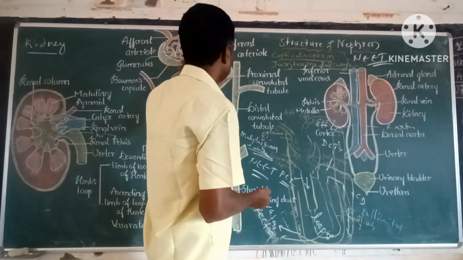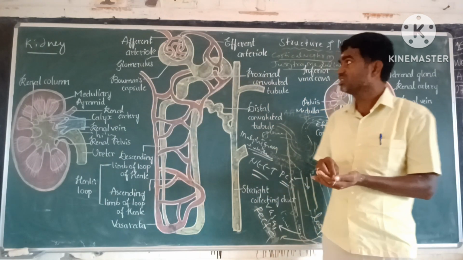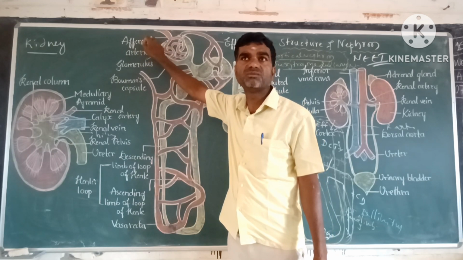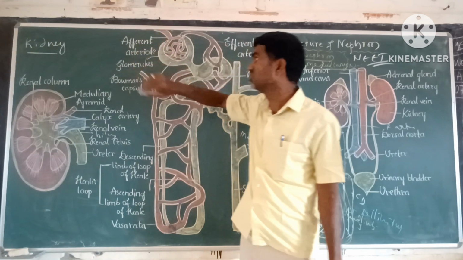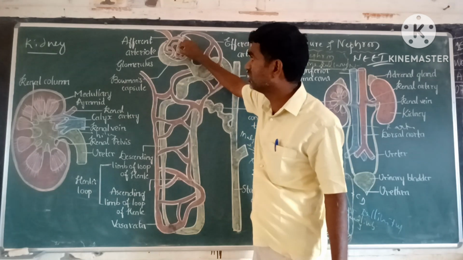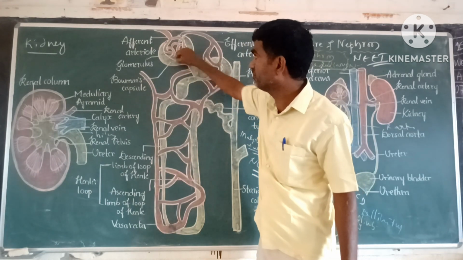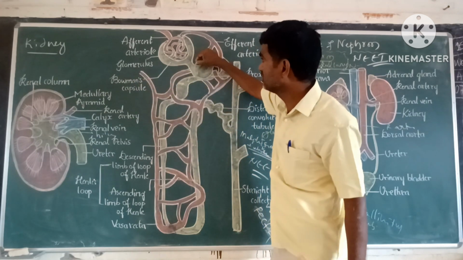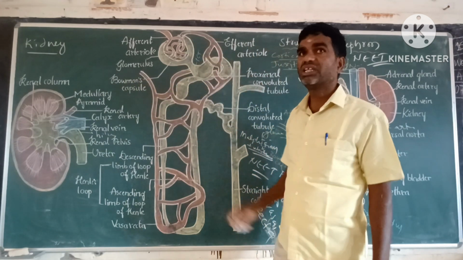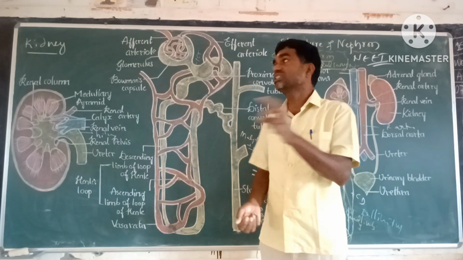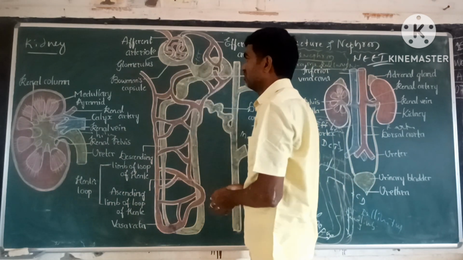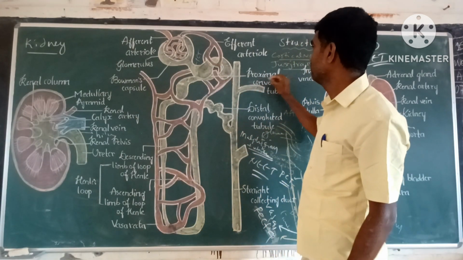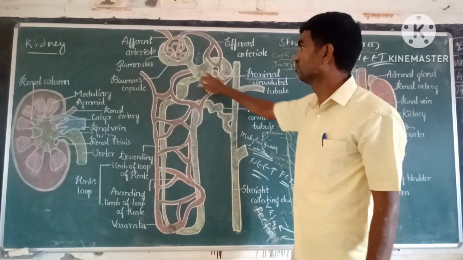And next, see the structure only. See the parts here. This is the afferent renal arteriole. Then the glomerulus, and the cup-like structure is called the Bowman's capsule. Next, this is called the PCT. The neck-like region is called the PCT, the proximal convoluted tubule.